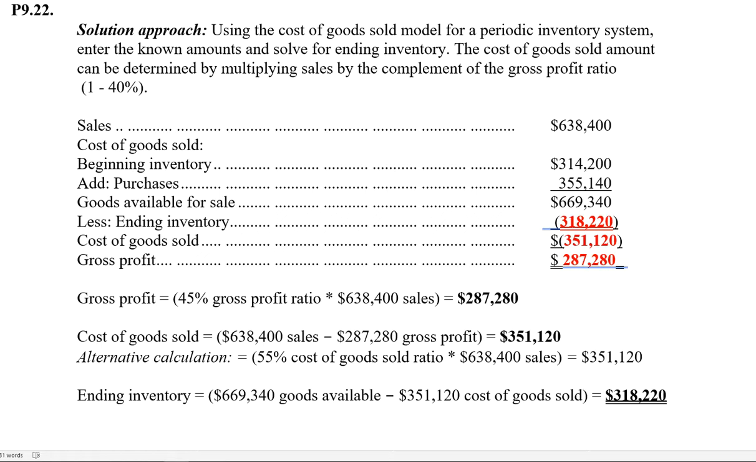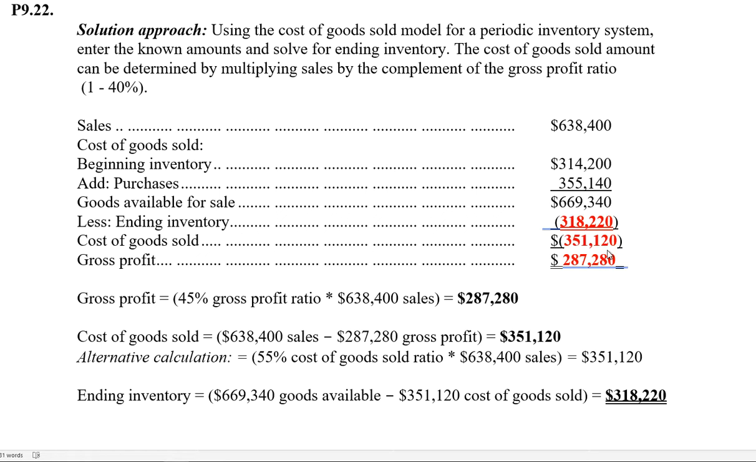He doesn't know what his ending inventory is, so it's gone bad on him. Okay, but he knows what his sales are, and he knows what his beginning inventory was because he has that recorded, right? And he knows what his purchases are. So his goods available for sale were 669,340. Okay, and so what they're asking you basically is, look, I run a gross profit of 45%. So can I come up with my ending inventory, based on what my gross profit ratio has been over time?